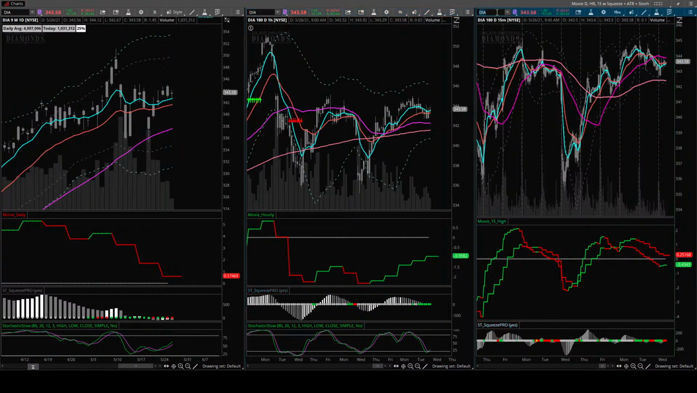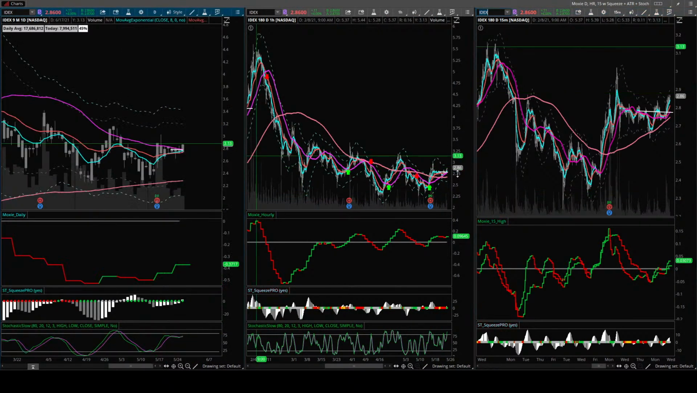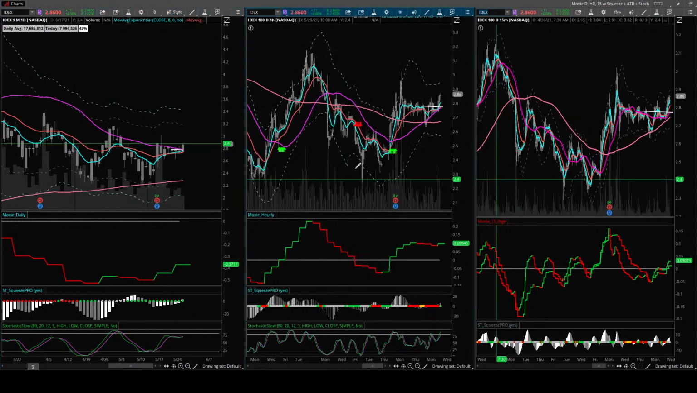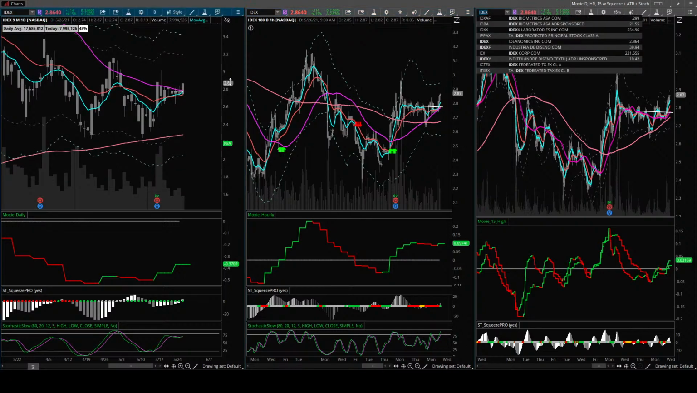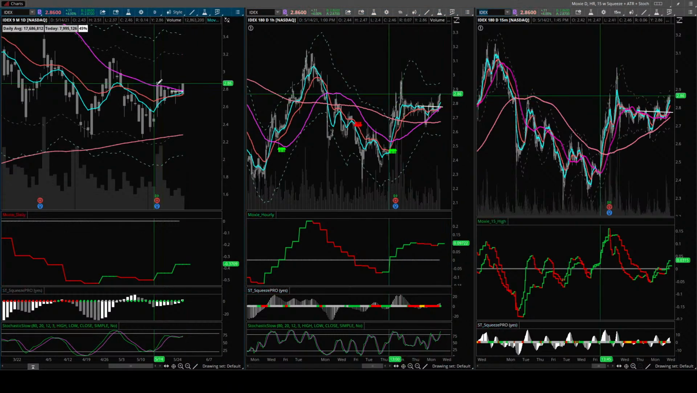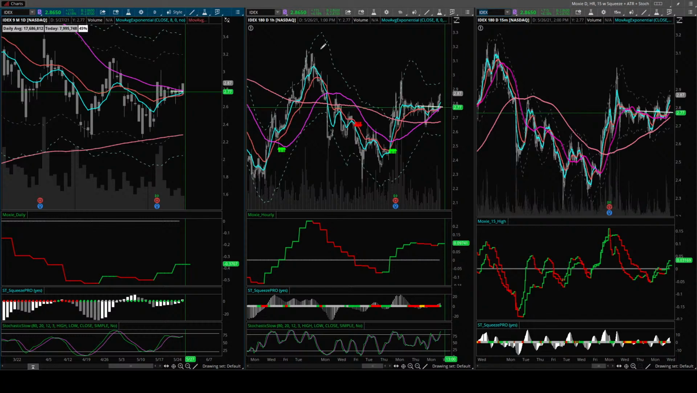Now, some of the names that I've been looking at, I just want to show you guys some examples. So IDEX is one that I've been chatting about lately. Some things have been starting to change with these kinds of names. If you look on the daily chart for IDEX, we have price just now starting to break over the daily 50. And we have price just now starting to bounce off of the hourly 50. So I think something is starting to happen with IDEX. It's starting to look pretty good. So keep an eye on that.